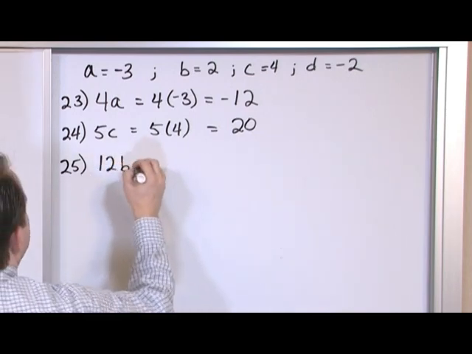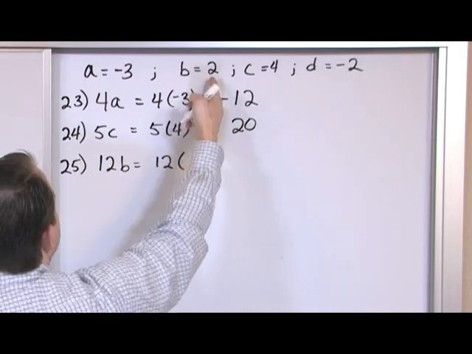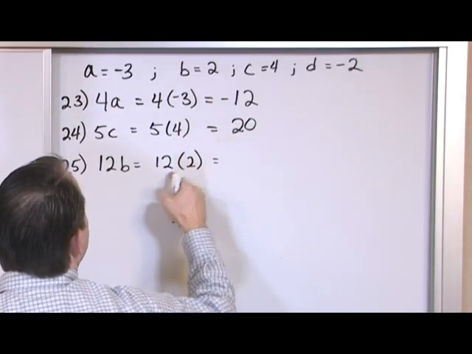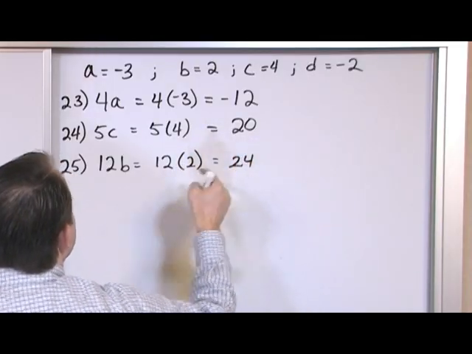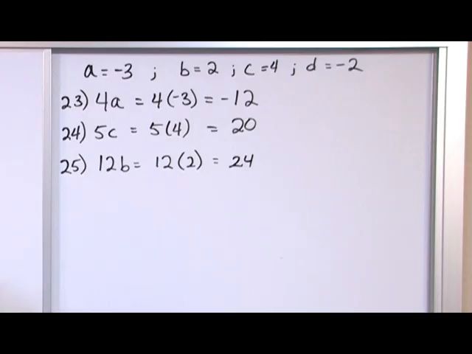12 times b, same thing. You have 12, b is 2. 12 times 2 is 24. Sign is positive because both of those are the same.